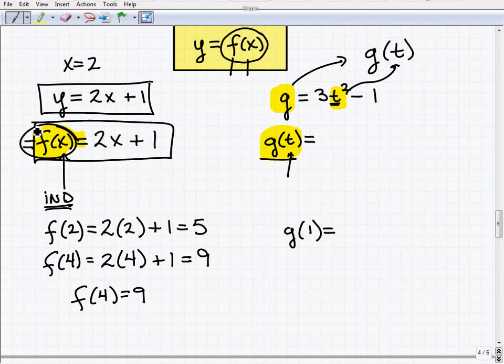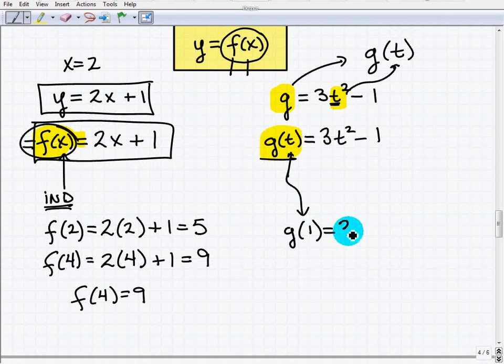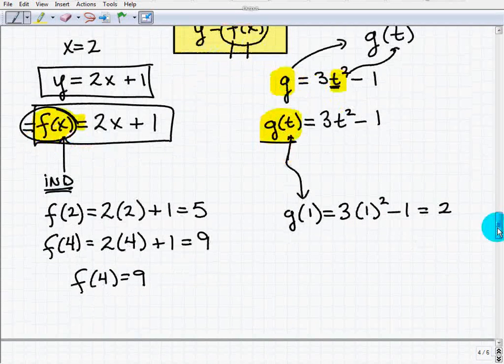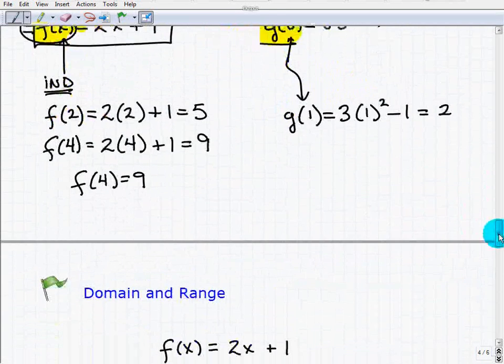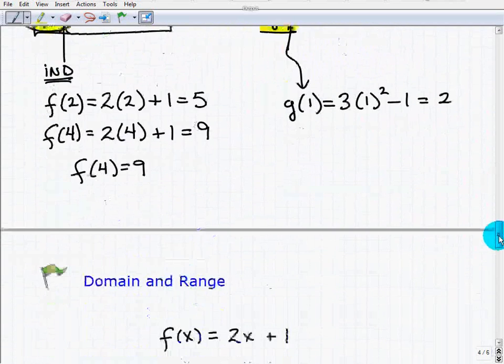So g of t equals 3t squared minus 1. Let's go ahead and find out what g of 1 is. So you're going to replace the t with 1. It's going to be 3 times 1 squared minus 1. So this would be 3 minus 1 or 2. So g of 1 is 2. Of course we're going to do tons of practice and example sets, but that's evaluating functions and function notation.